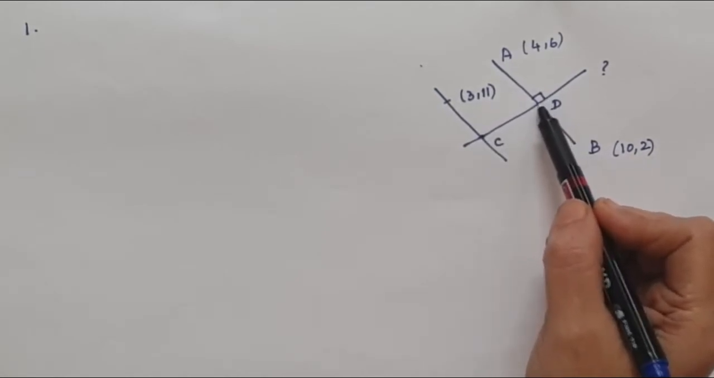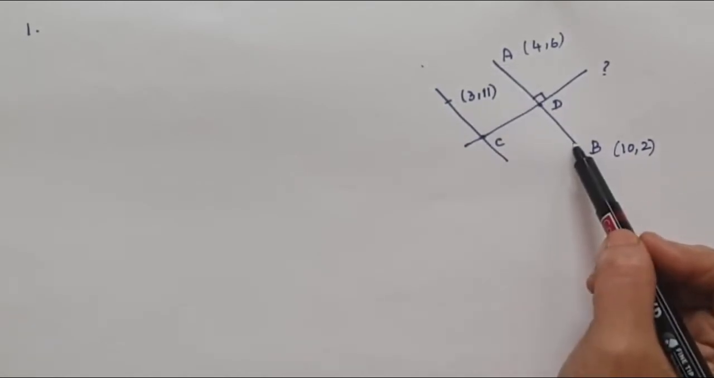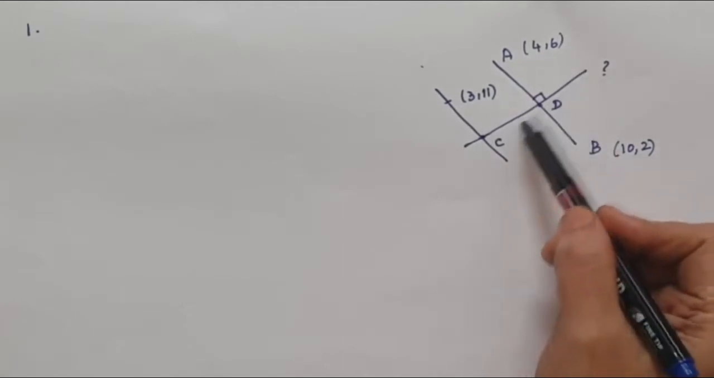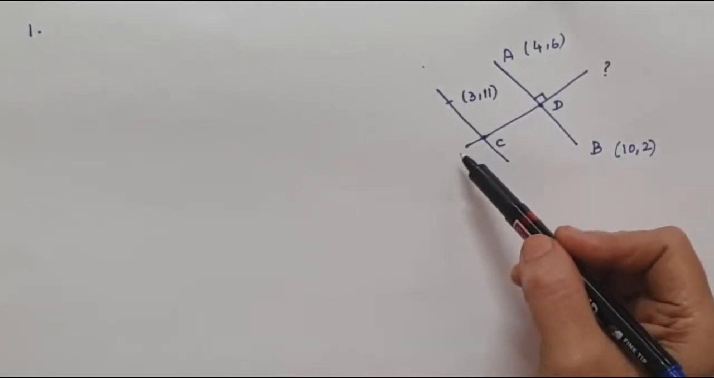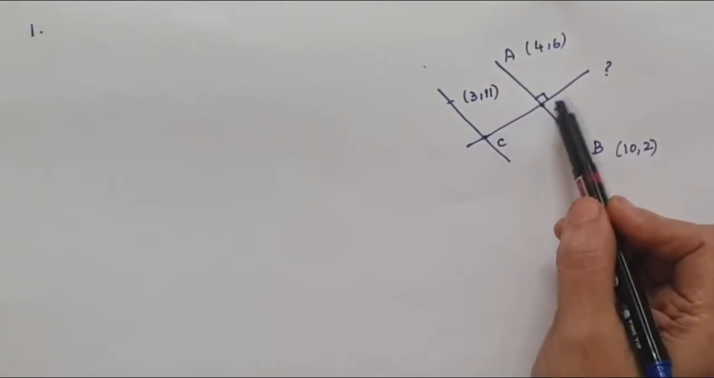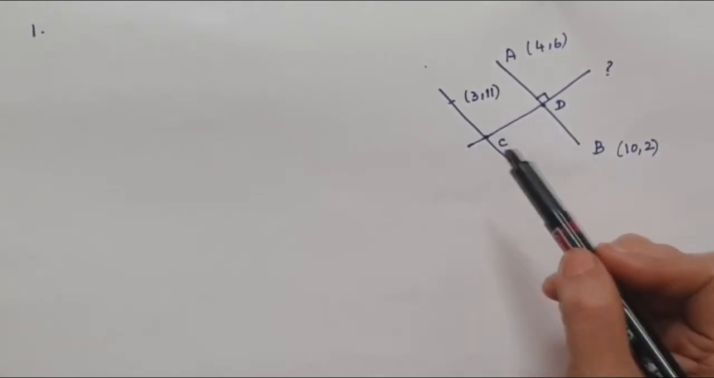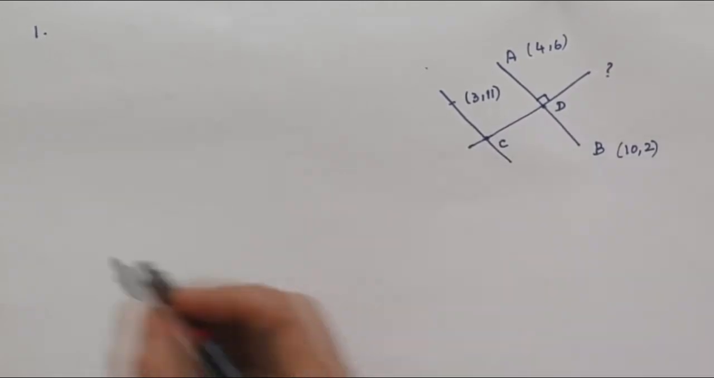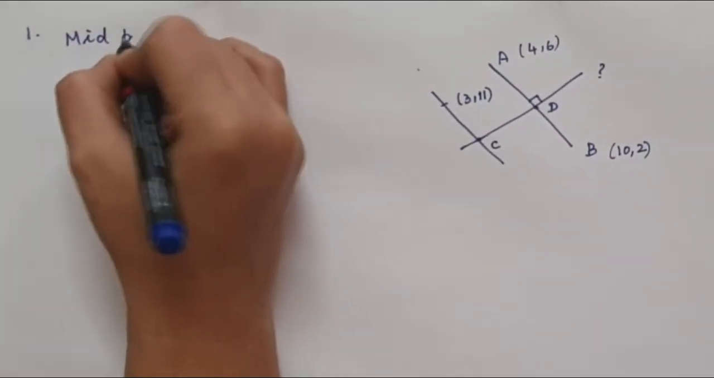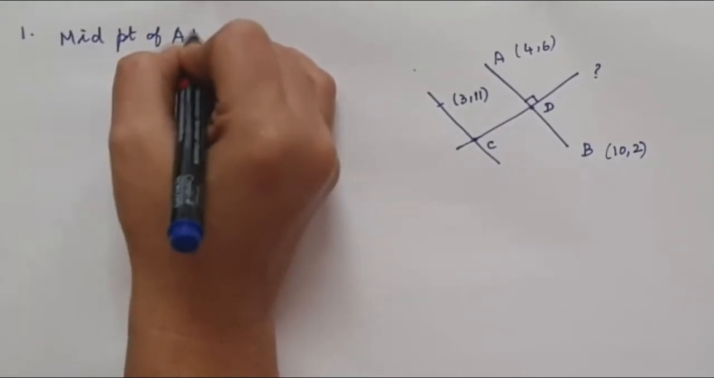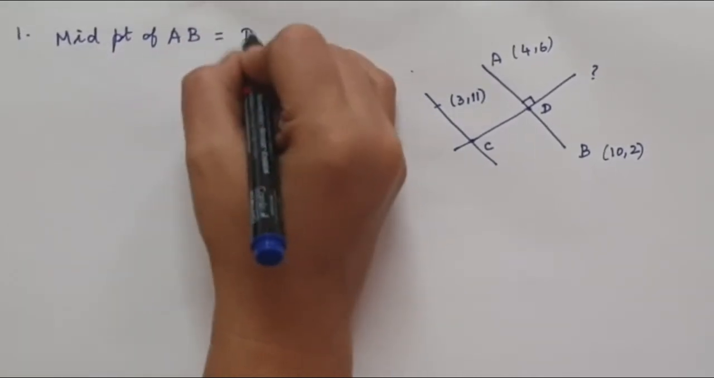So once we have one point, we can find the gradient of AB, and since AB and this perpendicular bisector are perpendicular, we can find the perpendicular bisector's gradient. Using that, we can find the equation of the perpendicular bisector. So the first thing is we'll find the midpoint of AB. Midpoint of AB, we'll take it as D.